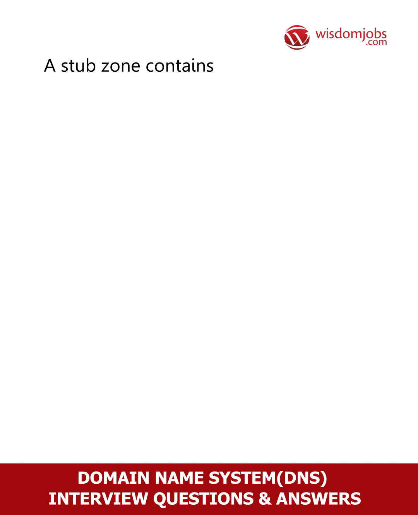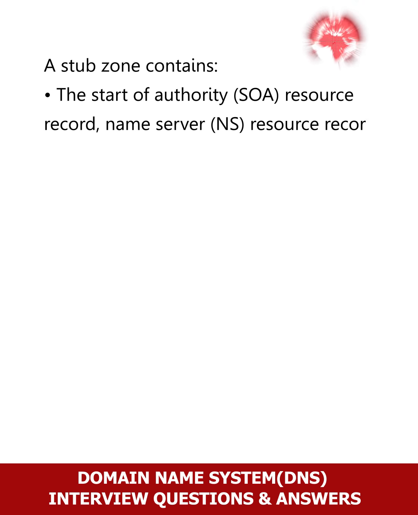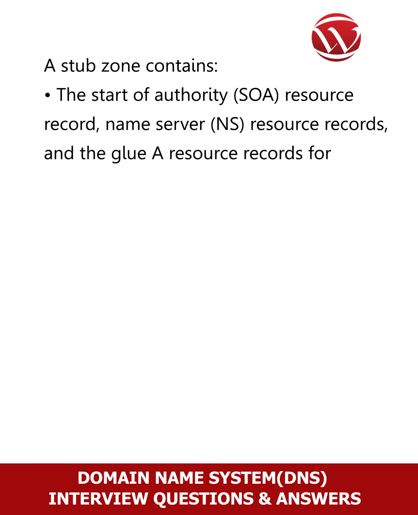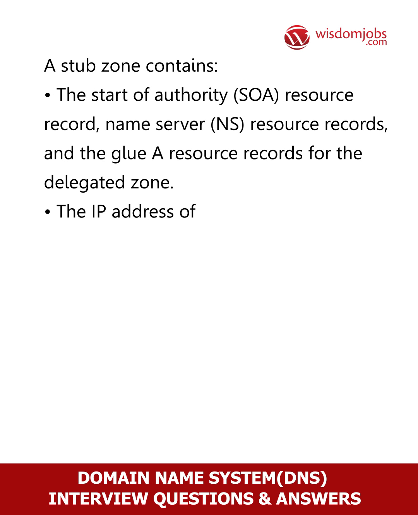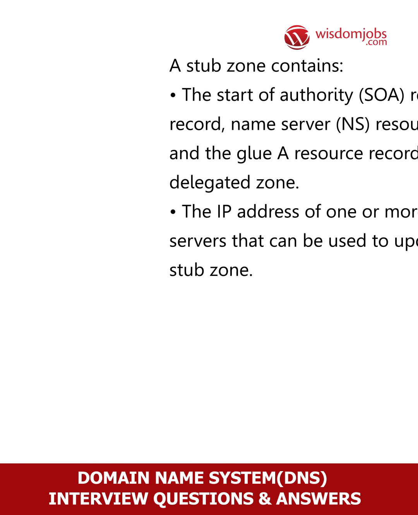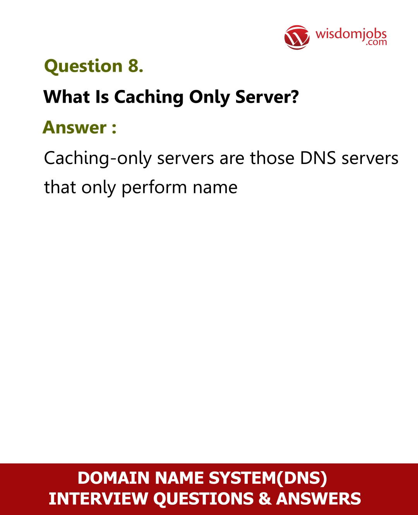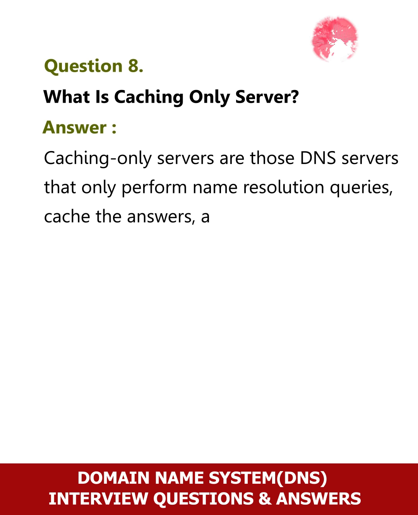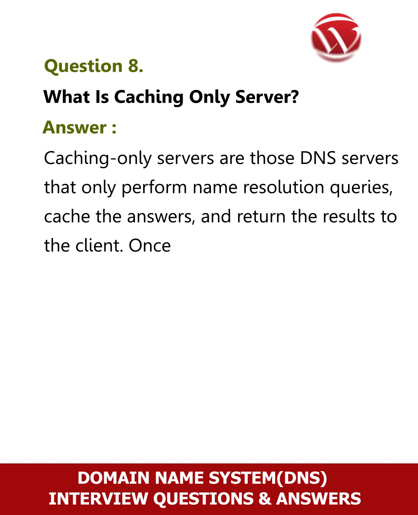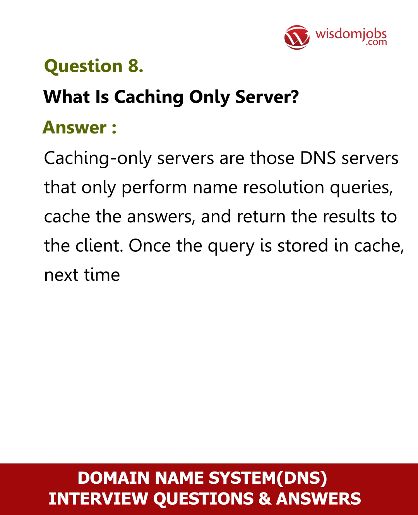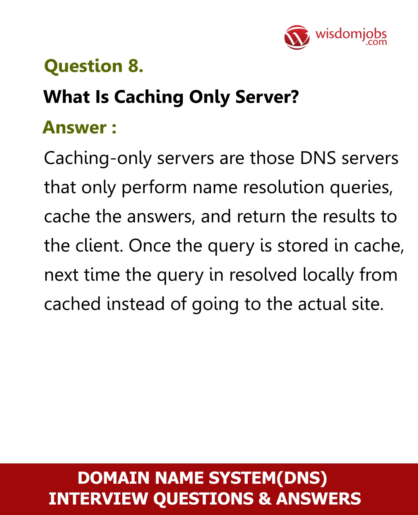A stub zone contains the start of authority SOA resource record, name server NS resource records, and the glue A resource records for the delegated zone, and the IP address of one or more master servers that can be used to update the stub zone. Question 8. What is caching-only server? Answer. Caching-only servers are those DNS servers that only perform name resolution queries, cache the answers, and return the results to the client. Once the query is stored in cache, next time the query is resolved locally from cache instead of going to the actual site.